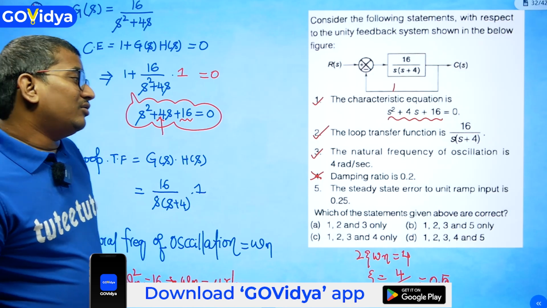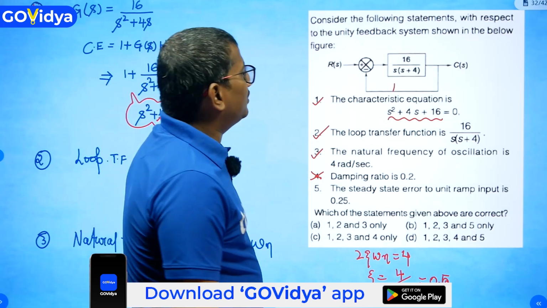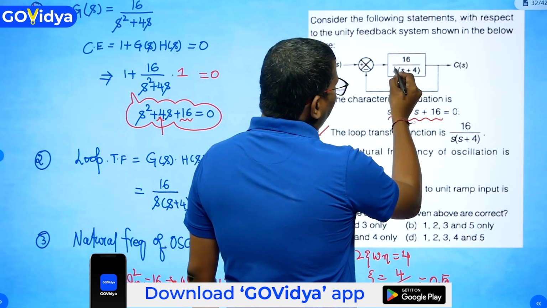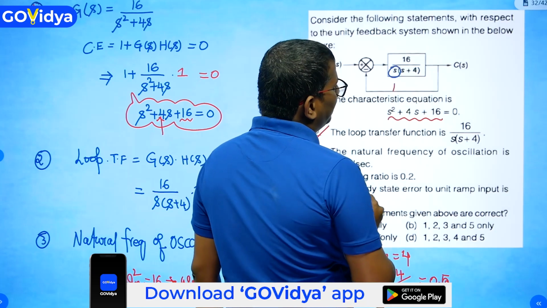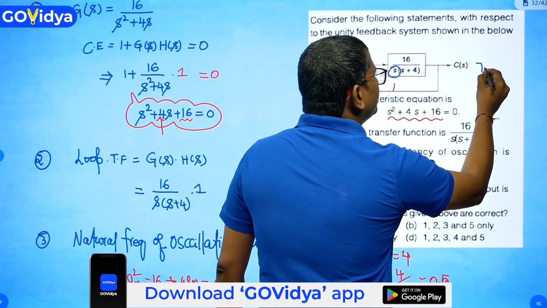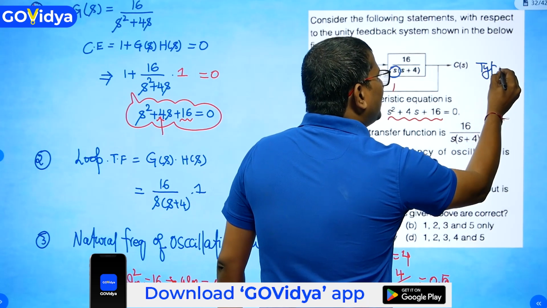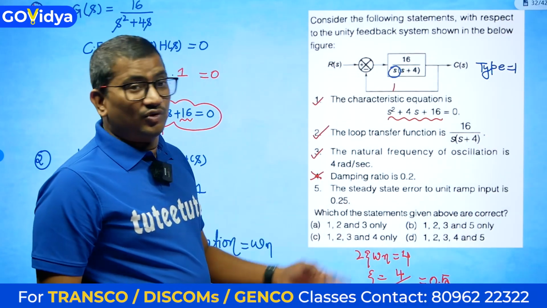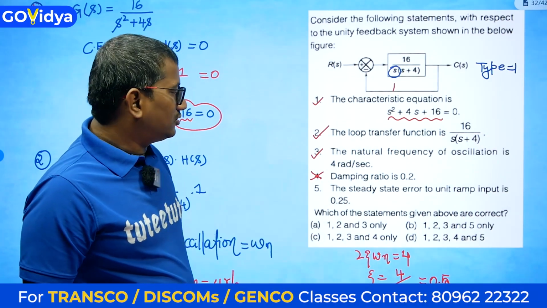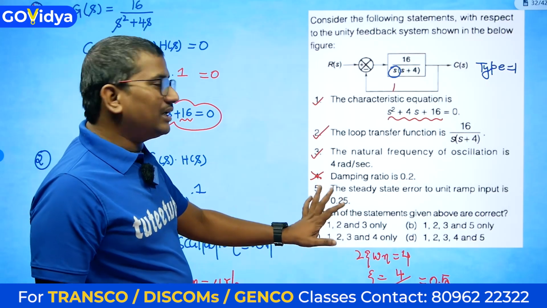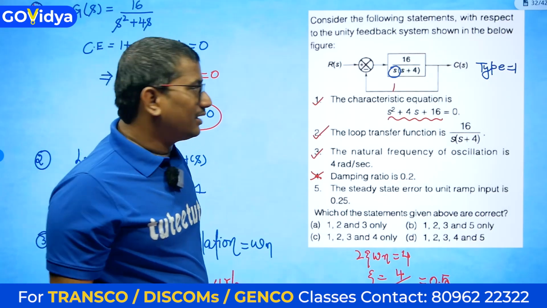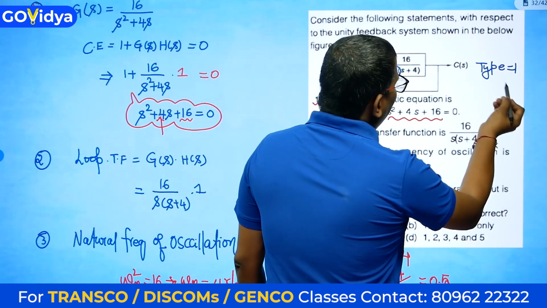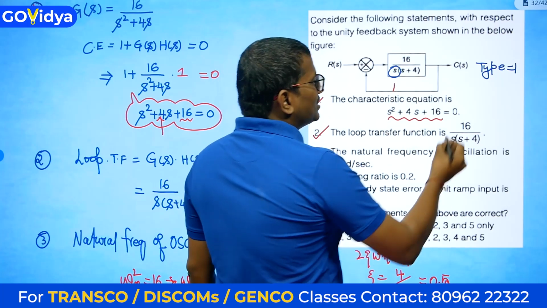The steady state error to ramp input. So if you see clearly, what is the type of the system? Type of the system is 1. And ramp. So definitely we will get finite error. So therefore we have to check whether this error value is correct or not. Finite error you will get. So therefore, what is the Kv for type 1 and ramp input?